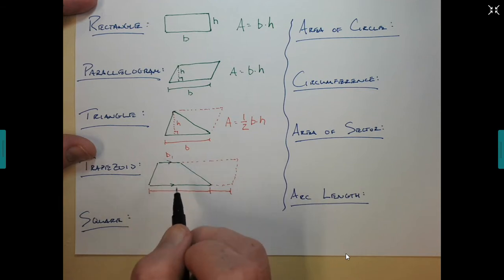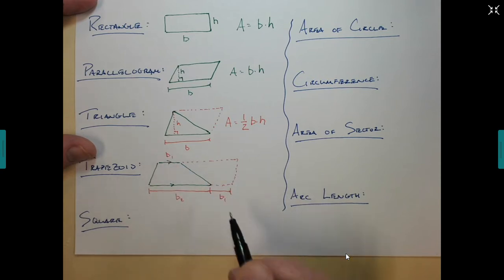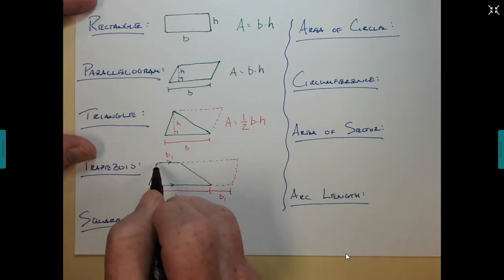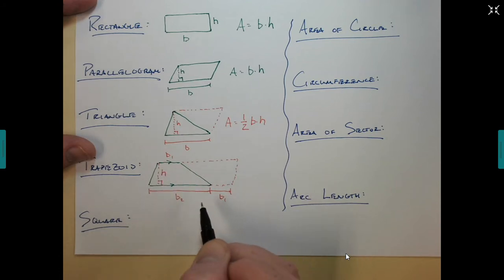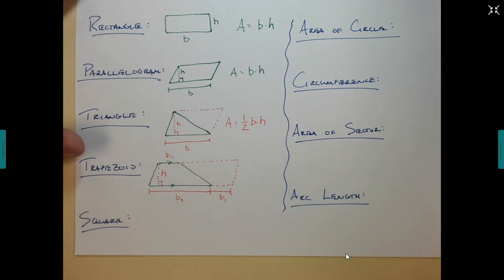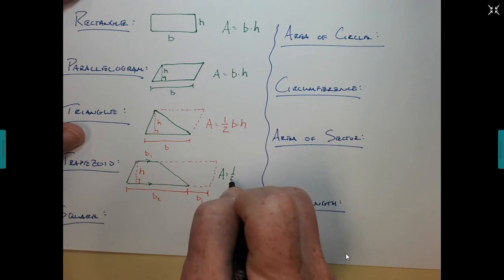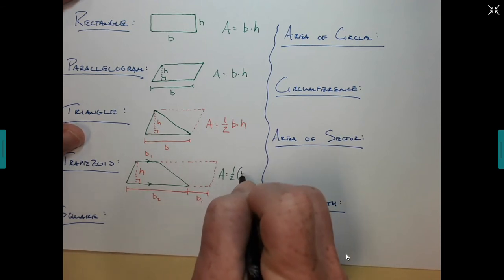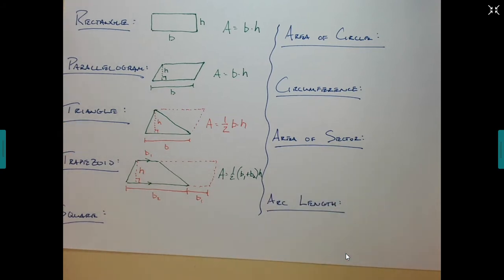We call this base 1 and base 2. So we need base 2, we also need base 1, and we're still going to need that vertical or perpendicular height. And again, we want half. So that's why the formula looks a little different. Area is 1/2 times the quantity base 1 plus base 2, times height.